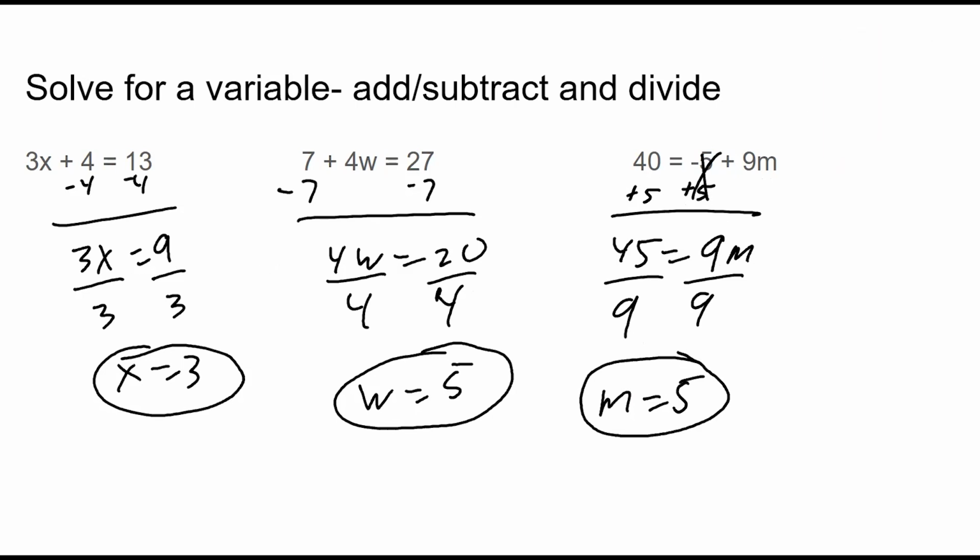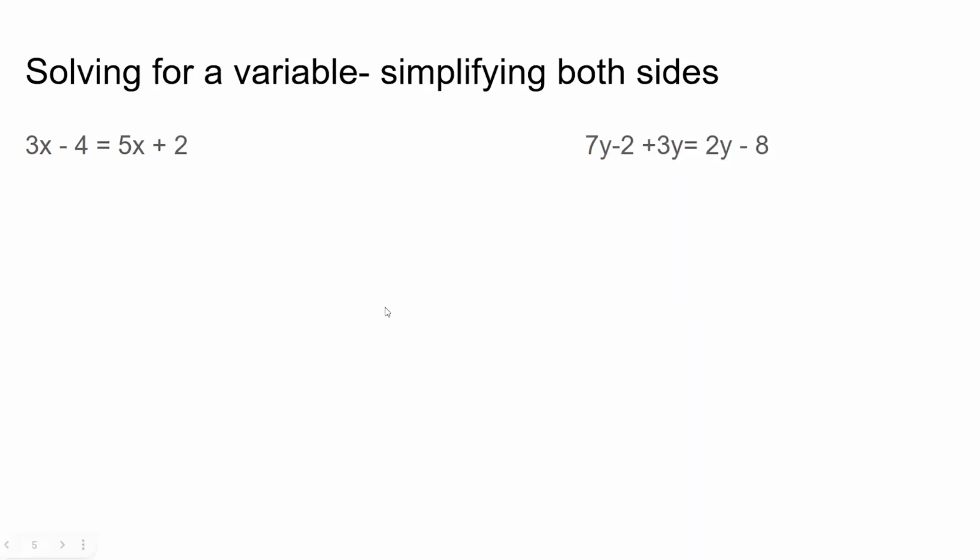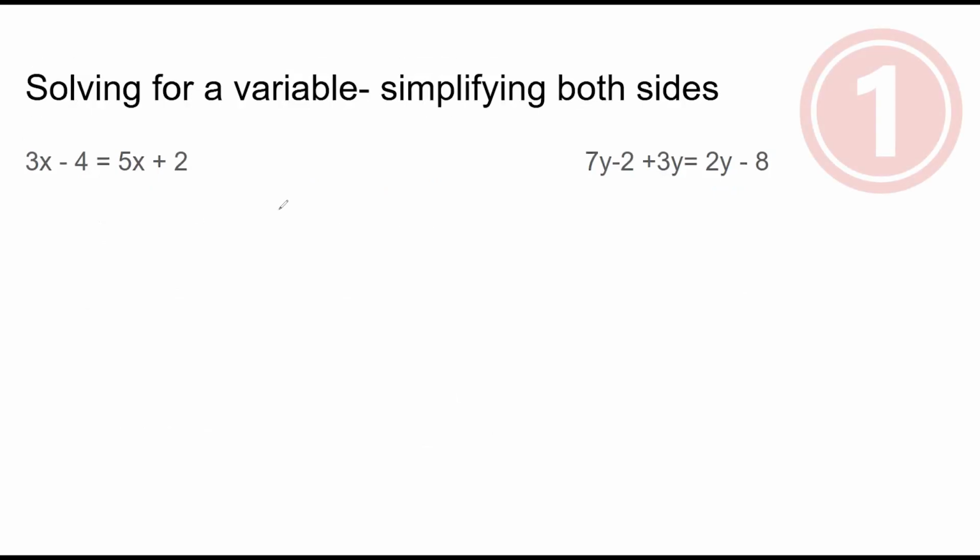All right, so that's a combination of the two. What if you have something like this where you have variables on both sides? What do you do? Well, you just have one extra step. You just got to move the variable. You just got to combine the variables to one side and the constants to the other side.